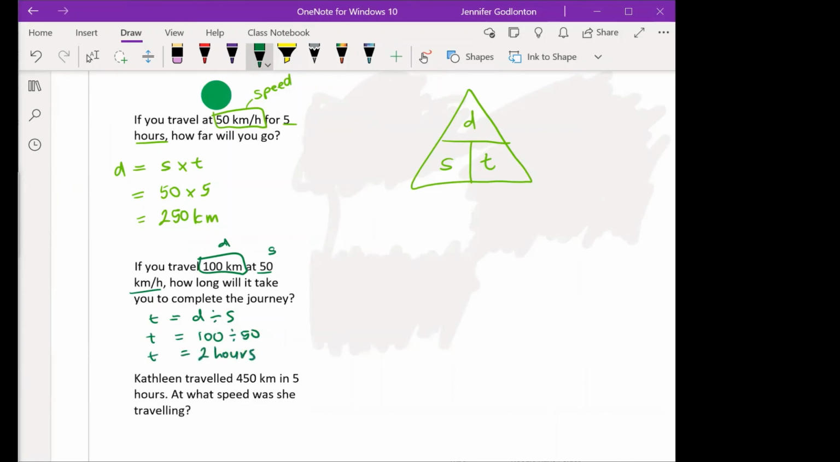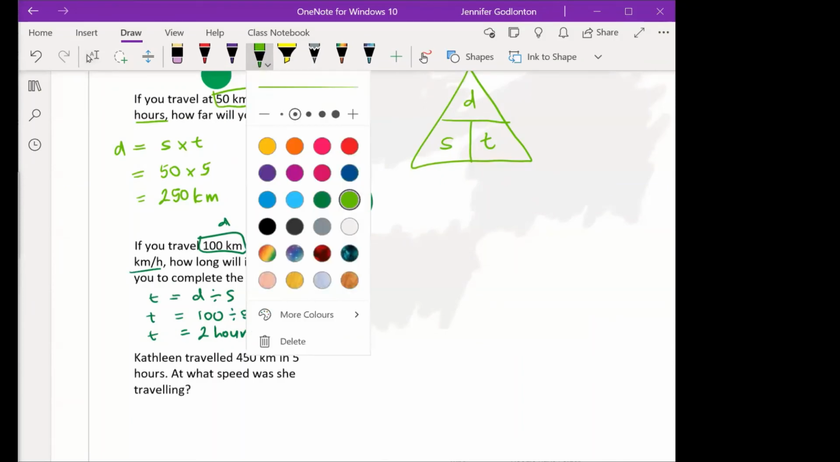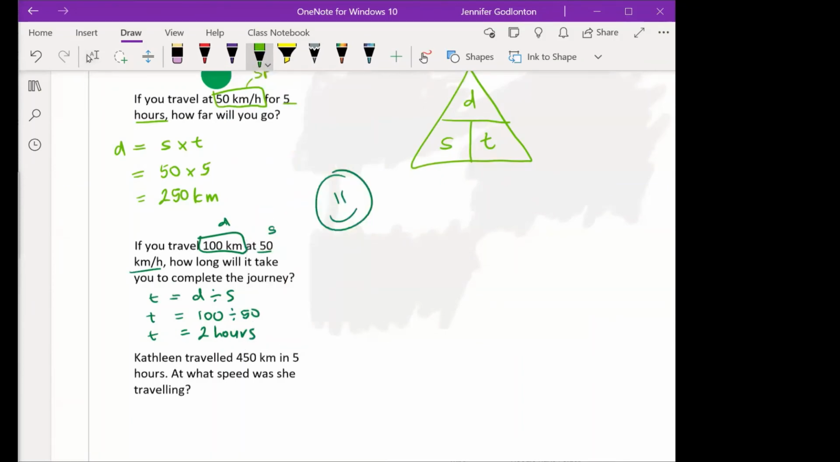So well done to those of you who are getting these right. That is absolutely awesome. Last question, and then we are going to try and get you all onto the quiz. That one is 90 kilometers.